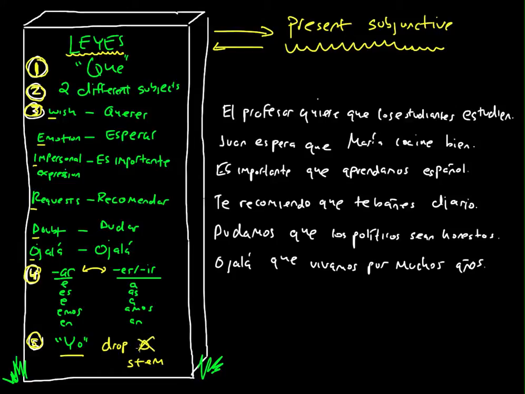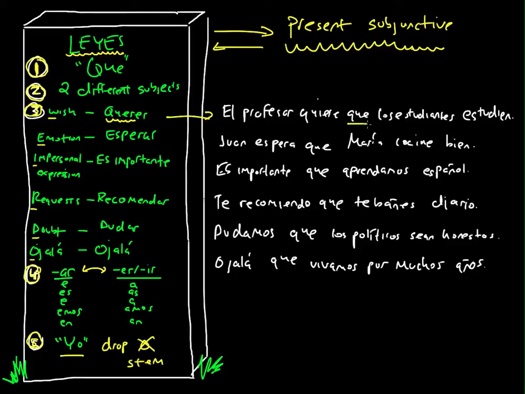Okay? So now let's look at some examples, and we're going to check to see if these sentences have these laws. So let's look at this first sentence, okay? And we're going to focus on the verb querer, which expresses wish, okay? So let's look at this sentence. El profesor quiere que los estudiantes estudien. The professor wants the students to study, okay?